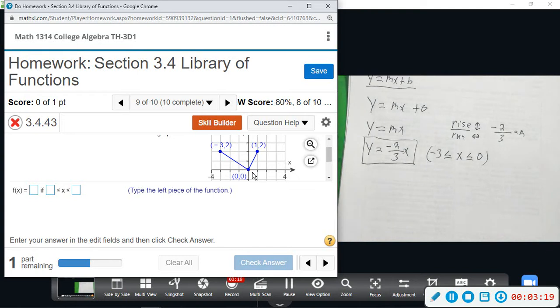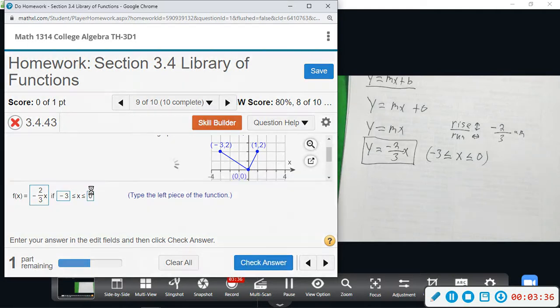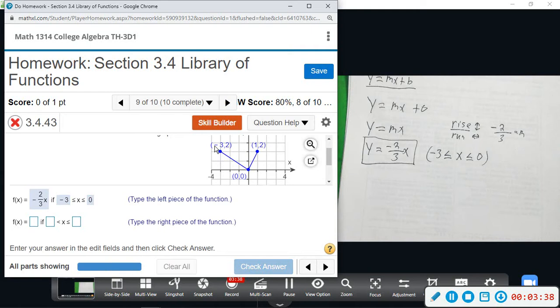But let's first insert this. So f of x is -2 divided by 3, and then add the x at the back. And then that says if we are between -3 and 0, because that was our restriction. Okay, so that's the first part.